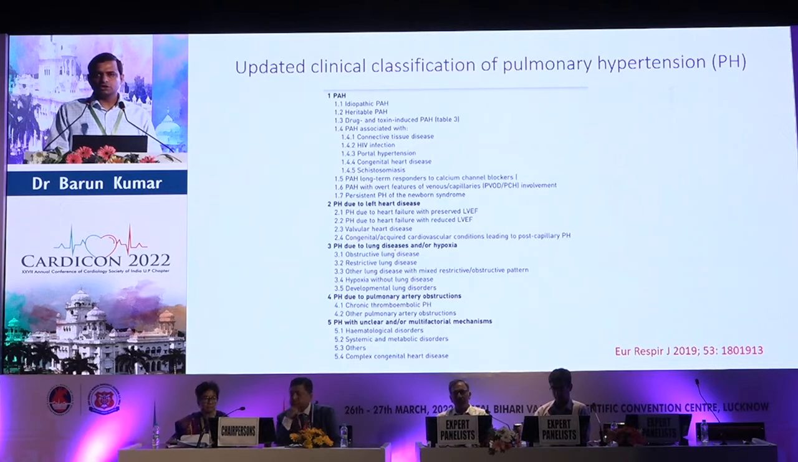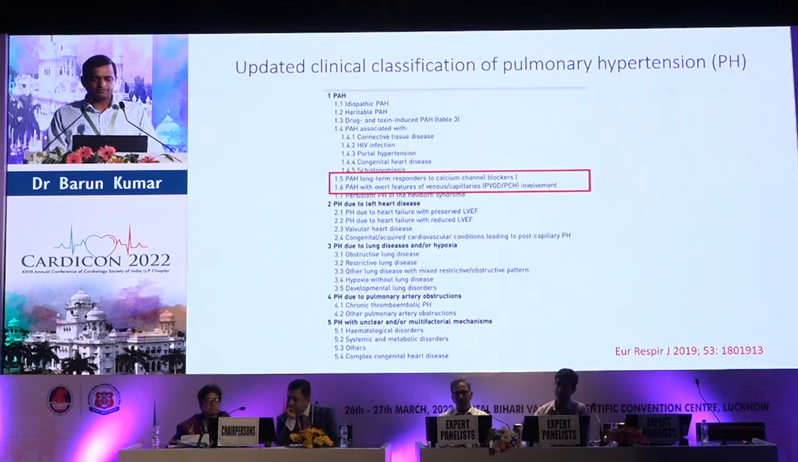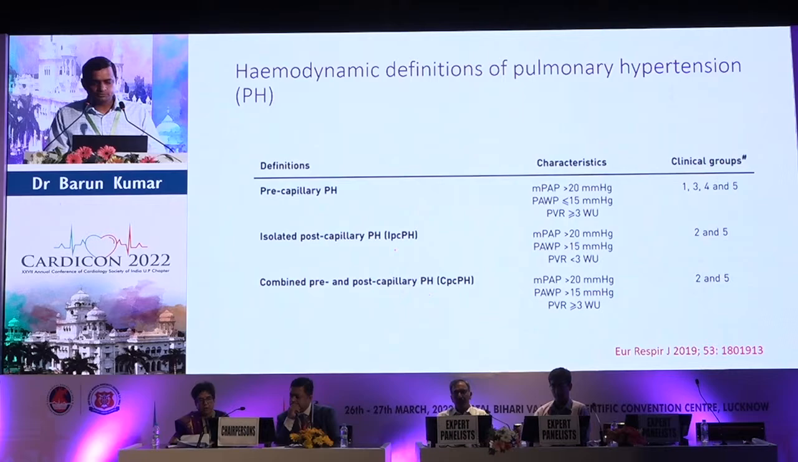As we know, the classification is a very old one. Conventional idiopathic PH is group 1, second is due to the left heart disease, third due to the lung disease, fourth due to the pulmonary thromboembolism, and fifth due to miscellaneous causes. There are two additions in this symposium. They have added two subgroups in group 1, that is PH long-term responder to calcium channel blocker and PH with overt features of venous capillaries involvement.